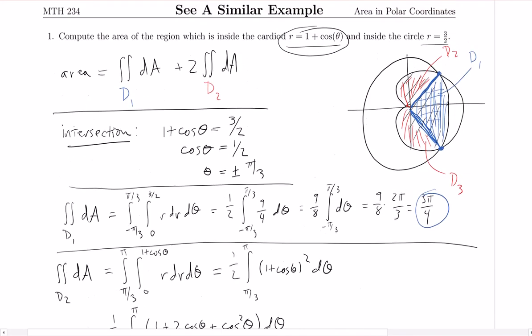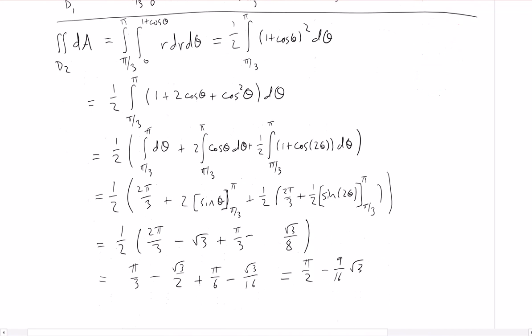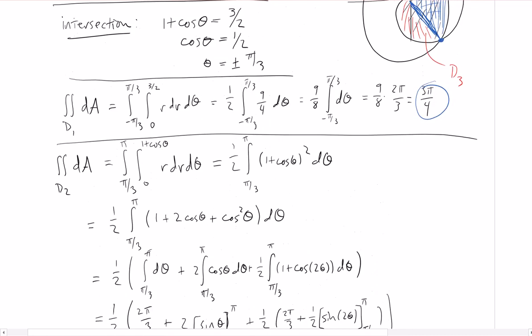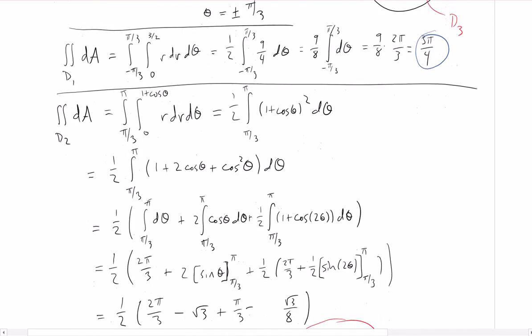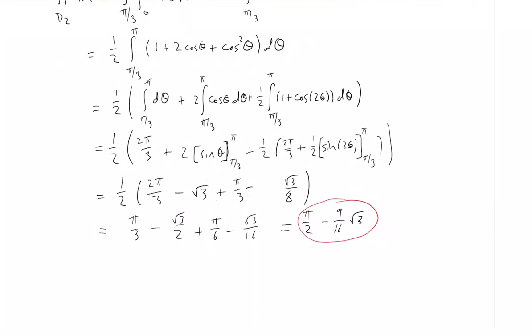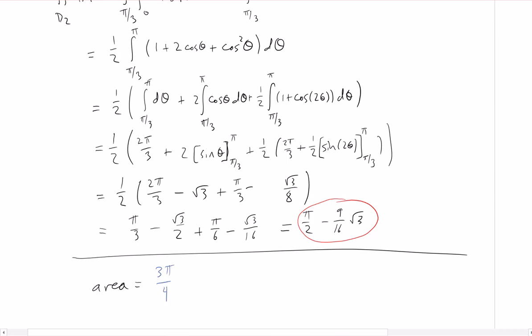Okay, so back to the beginning. Well, first, we've computed the area of D2. It's this, let's circle it in red. And now back to the beginning, remember what we're doing. We're adding the area of D1 plus 2 times the area of D2. So our area of D1 was 3 pi over 4 plus 2 times, and the area of D2 that we just computed was this.